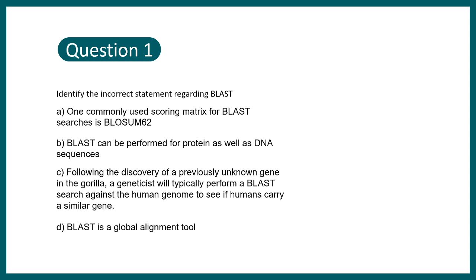Let me quickly tell you that BLAST is a local alignment tool. It's not a global alignment tool. So this is a critical point that you need to remember. Other than that, all these 3 points regarding BLAST are true. The scoring matrix is BLOSUM 62. BLAST can be done for nucleotide, called nucleotide BLAST, or it could be done for protein as well, protein BLAST. Both are present. And yeah, if you get some kind of new sequence in any species, you can compare it with the known database of other animals such as human, other primates, etc. to get an idea about the homology. So that can be done with BLAST.